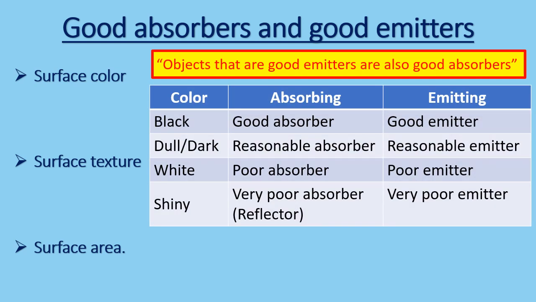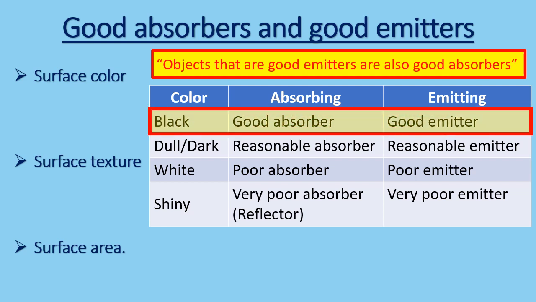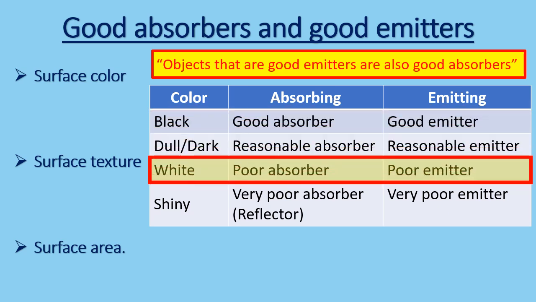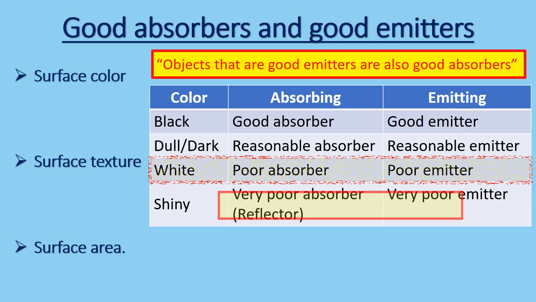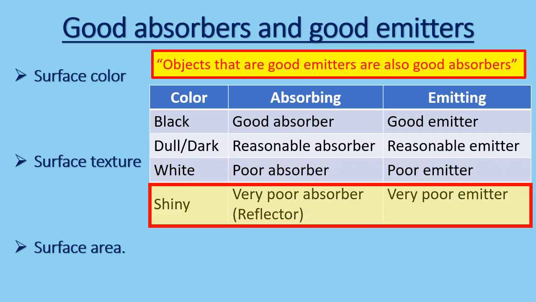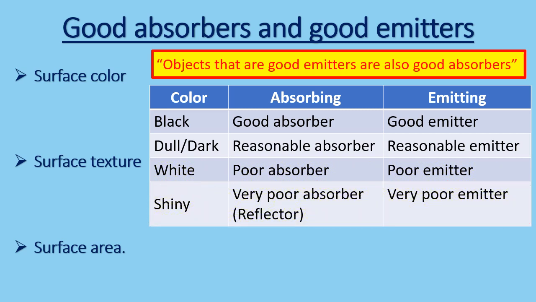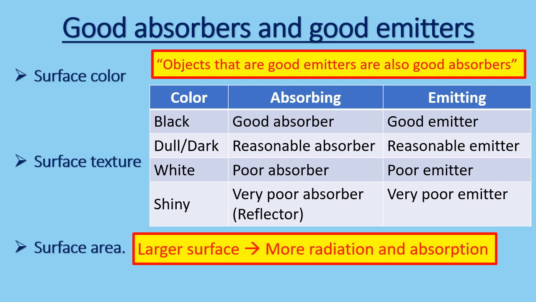This table shows how the color and texture of a surface affect the rates of thermal energy absorption and emission. This table demonstrates that black surfaces are the best thermal energy absorbers and emitters, while white surfaces absorb and emit thermal energy poorly. Shiny textures are very poor, and even reflect radiation. Of course, it might be obvious that a larger surface area will result in more radiation and absorption.